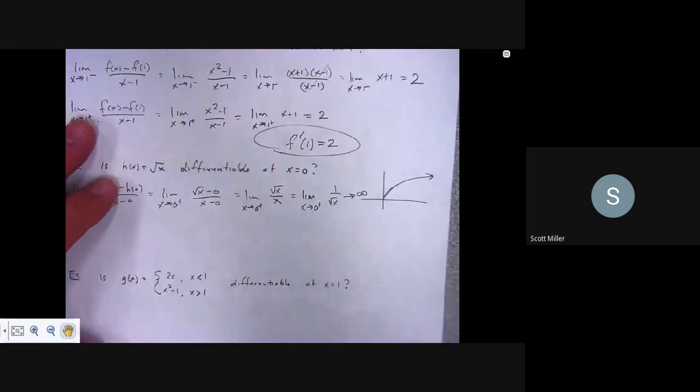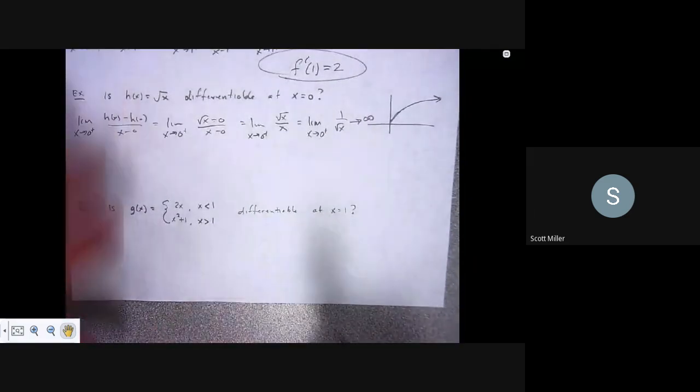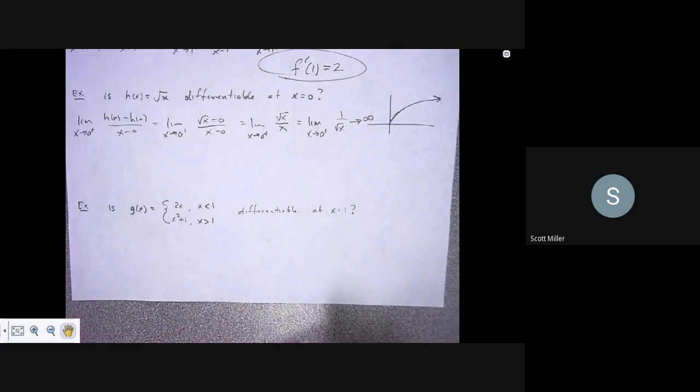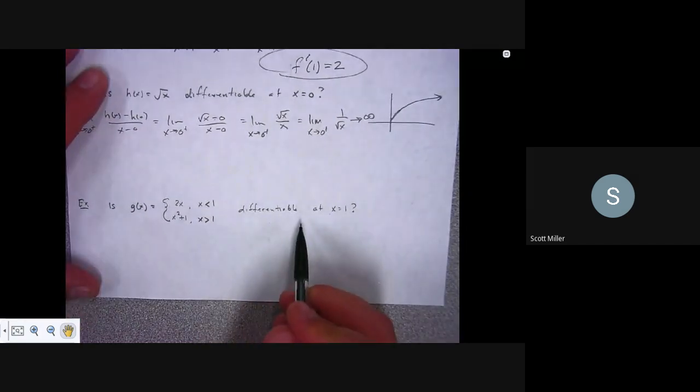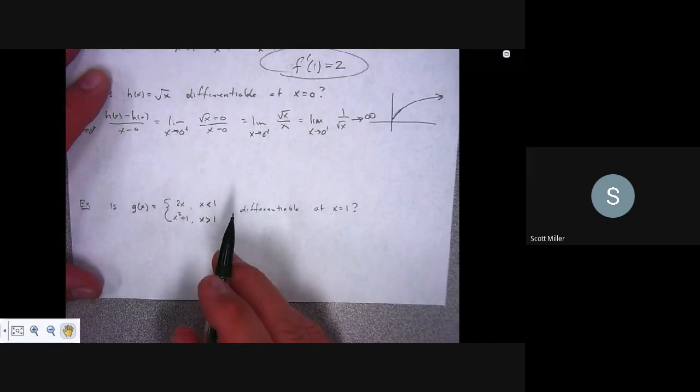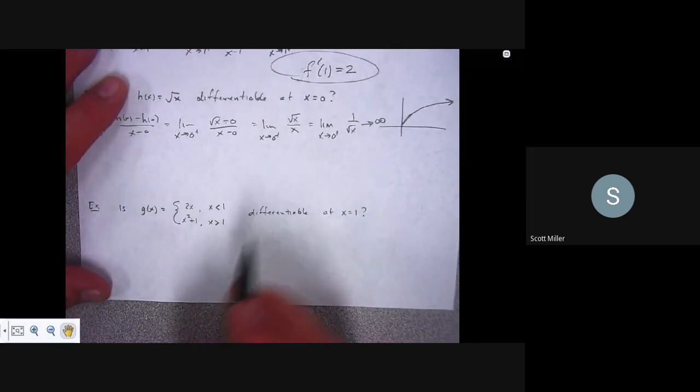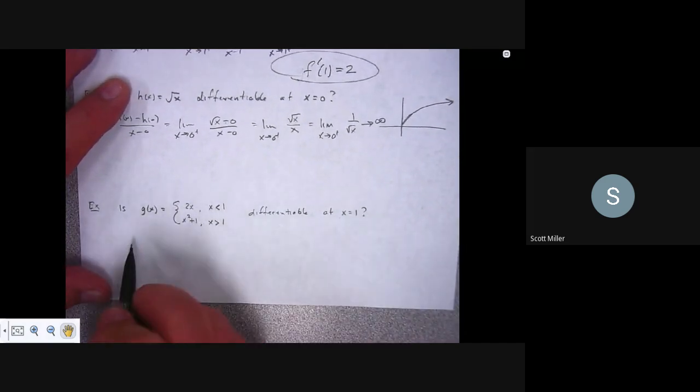So pay attention to the domain of your function so that you don't fall into the trap of trying to find these things when they don't exist. Here's another example. Is this differentiable at 1? This is the last example that I have down here. So just like before, we go through the process here. If it is differentiable, then we're going to look at the limit from the left and the right and see what happens. So look closely at it.